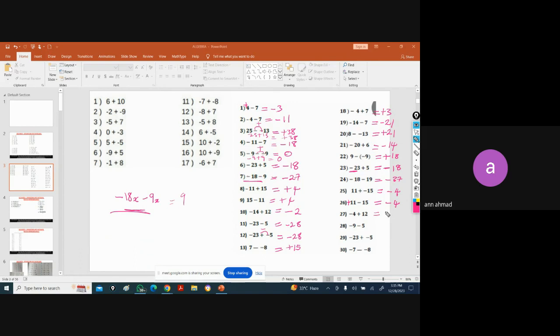That one is positive 8. What about this? Negative 14. Good. What about this? Negative 28. Good. What about this? Positive 1. Good job. Great, great job, everyone.